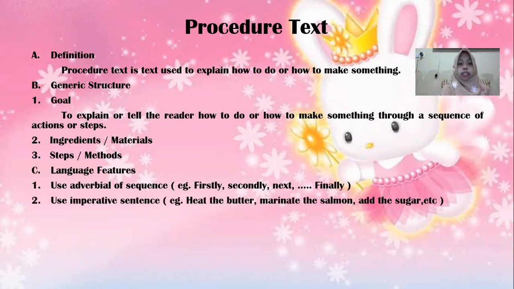The second is use imperative sentence. In bahasa, imperative sentence is kalimat perintah. Yes, maybe like that, and I explain also. Maybe heat the butter, marinate the salmon, add the sugar, add the salt, and so on. Okay, you get the point. I hope you get the point.